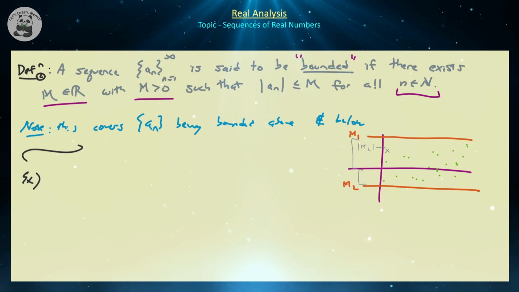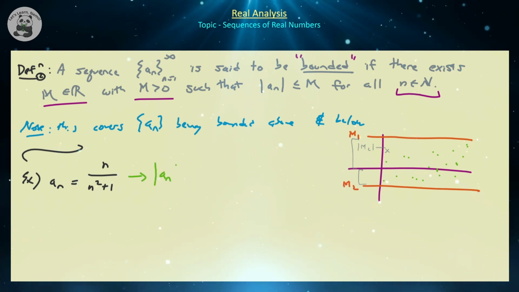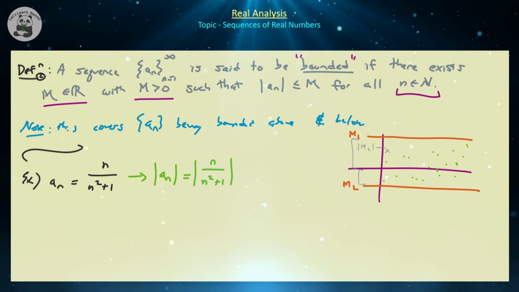Okay, so let's look at a numerical example to see if we can justify that a sequence is indeed bounded. Here we have an, and let's use the same sequence as we did before, n divided by n squared plus 1. We know that the absolute value of an is equal to the absolute value of n over n squared plus 1. Since this number is always positive, this is going to be precisely n divided by n squared plus 1. And we know that n over n squared plus 1 is less than n divided by n squared, and n divided by n squared is the same as 1 over n.